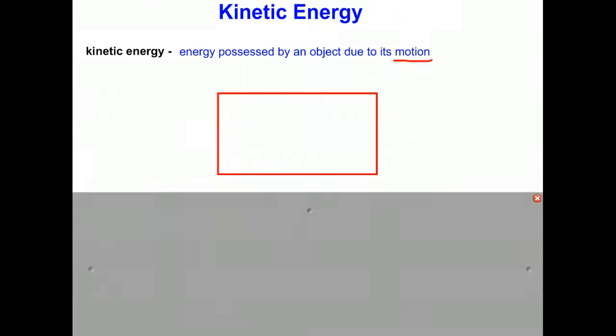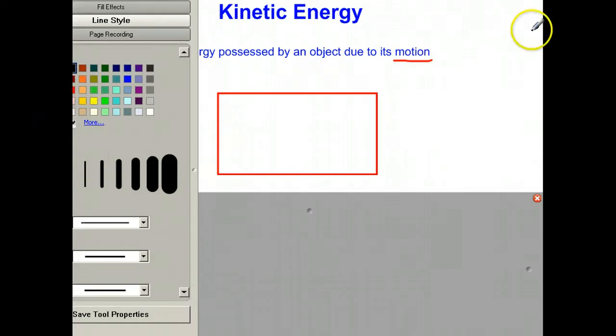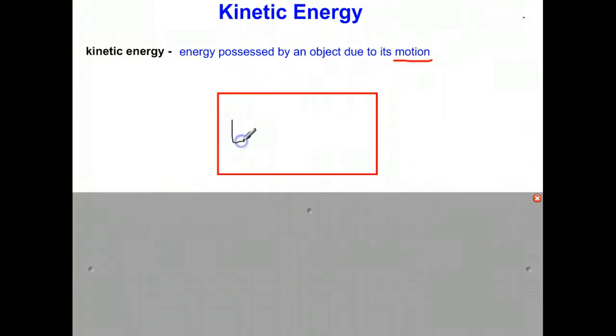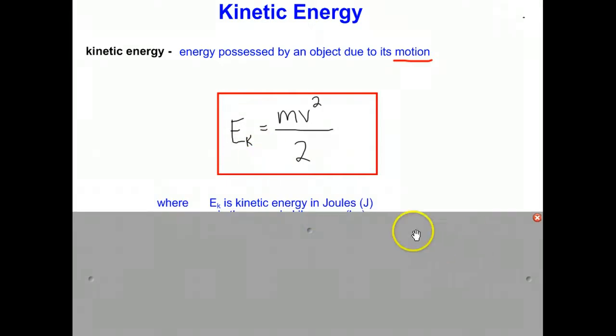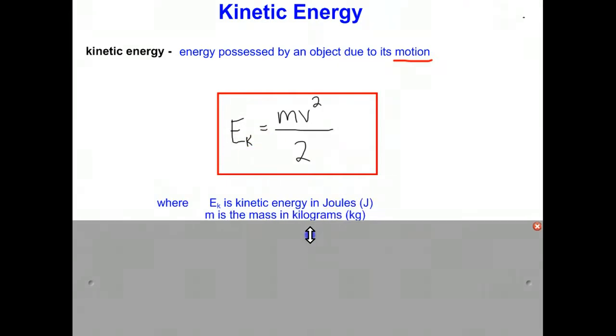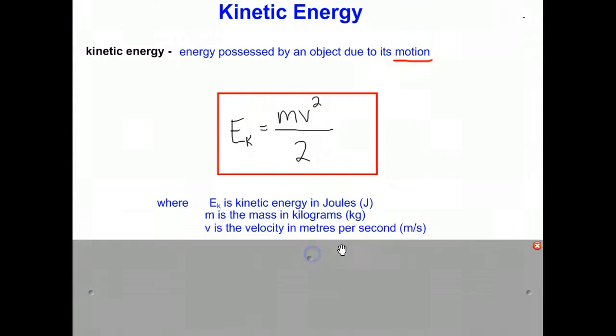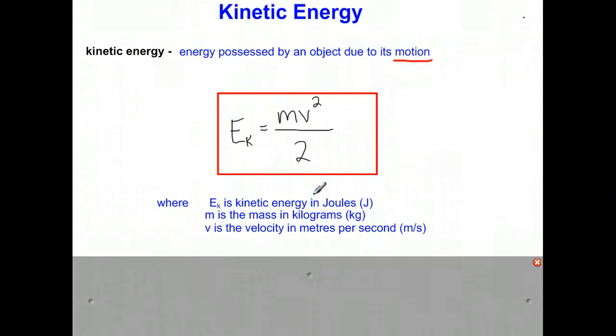So our formula for calculating kinetic energy looks like this. Again, a capital E for energy, and for kinetic, we just give it a lowercase k. It's equal to mass times velocity squared, all divided by 2. Okay, and so for kinetic energy, remember energy is always measured in joules, the mass is always measured in kilograms, and velocity, this goes back to our very first unit, is always measured in meters per second. So you've seen that before as well.